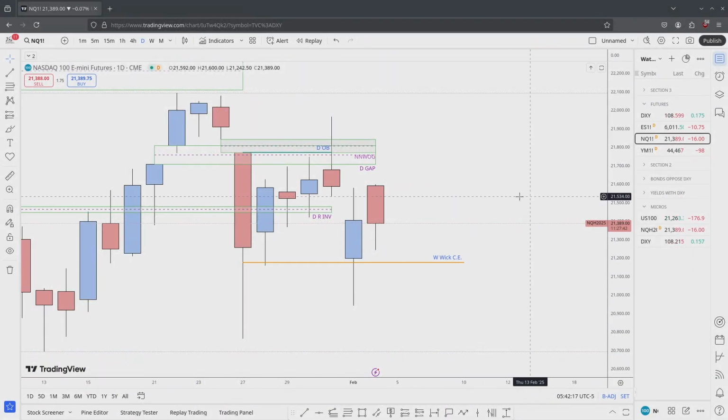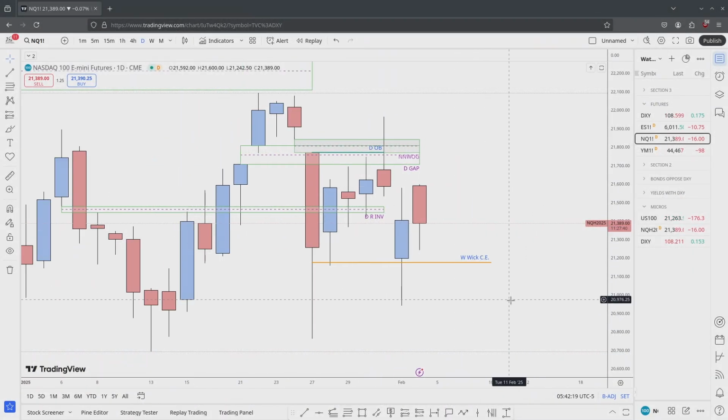Good morning, everybody. So let's go over that paper trade that was taken yesterday, and let's go over why I decided to take that position on a paper instead of taking it as a live example.